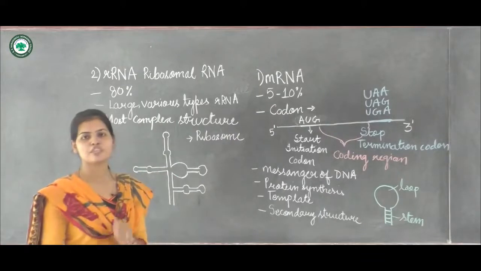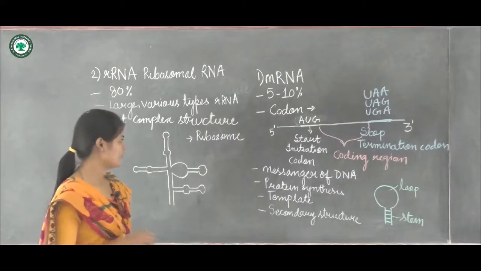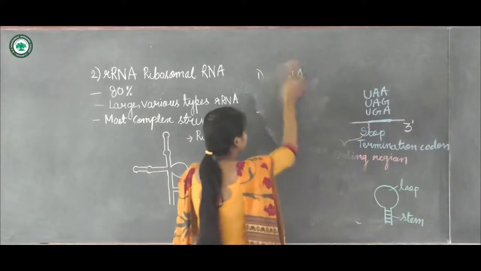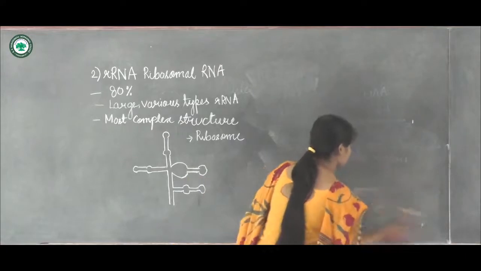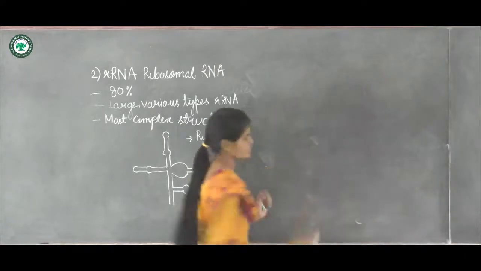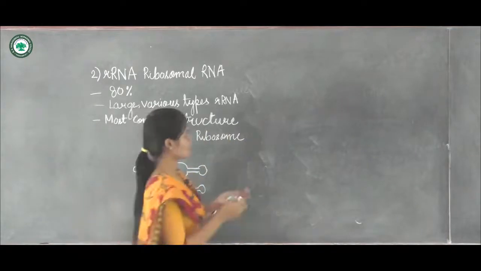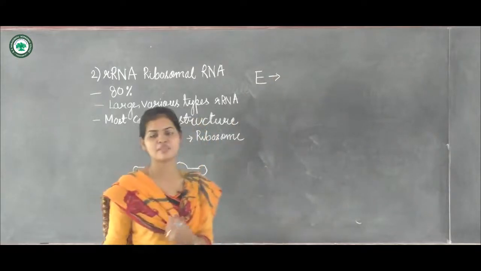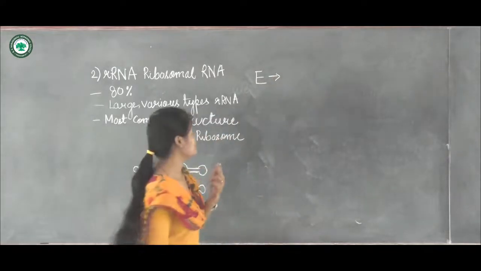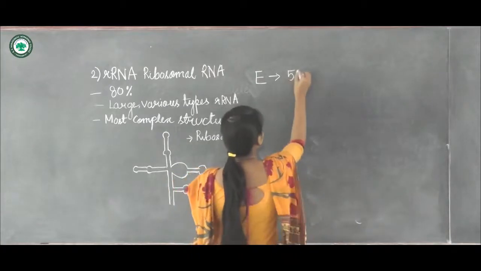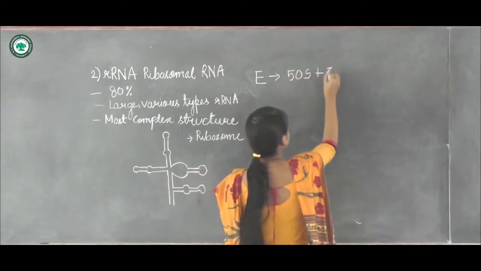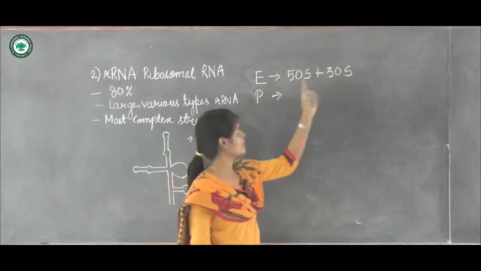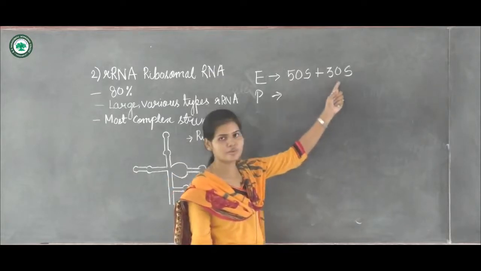So these are mostly present in the different subunits of the ribosome. Now, the ribosome is different in eukaryotes and prokaryotes. In prokaryotes, the ribosome is made up of two subunits, the 50S and 30S subunits. The larger one is the 50S subunit and the smaller is the 30S subunit.